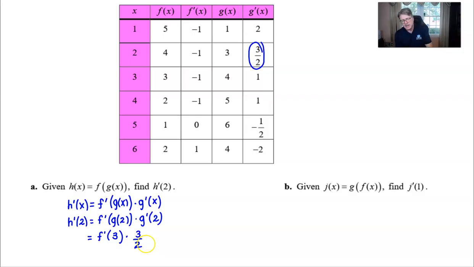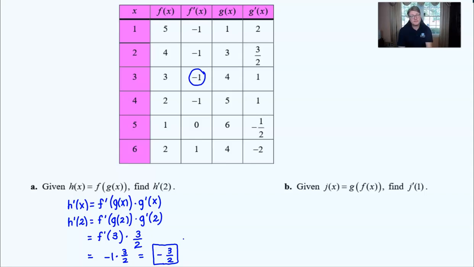And we're just about done, except for the fact that we have to evaluate f prime at 3. Notice that that is also delivered in this table as a value of -1. And we need to remember that the relationship between those two pieces is one of multiplication. And so when we do that multiplication, we end up with our final answer, -3/2. All right, that's really all there is to it. Pretty straightforward.